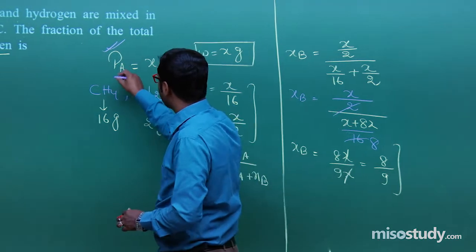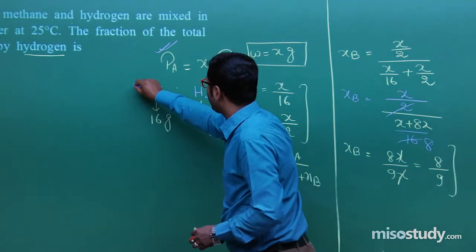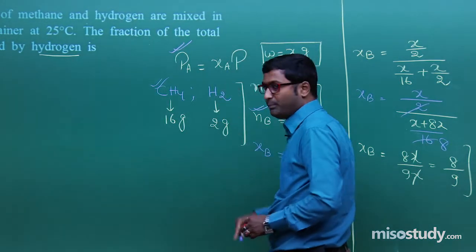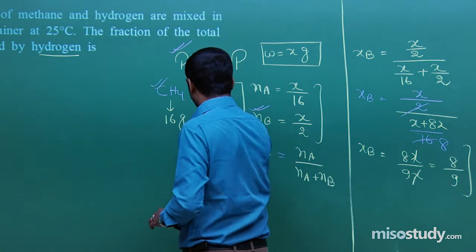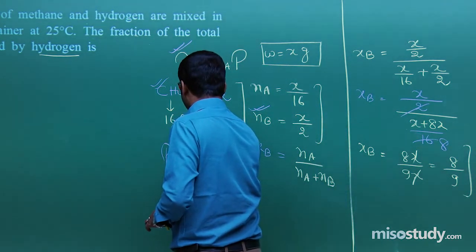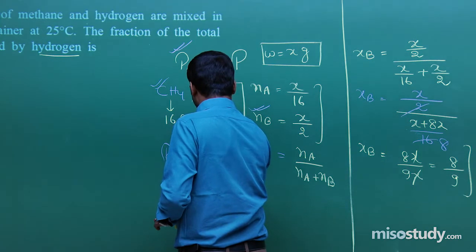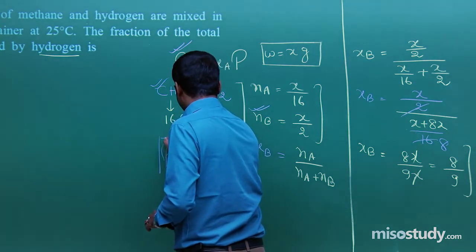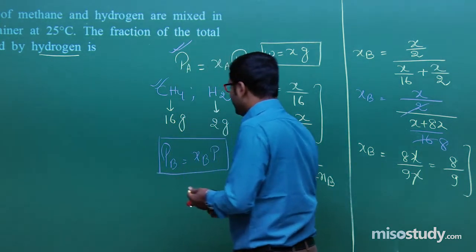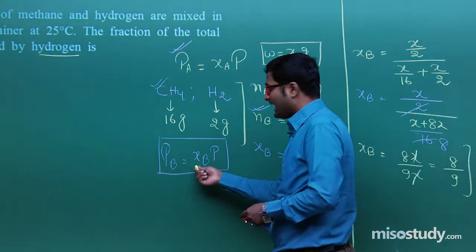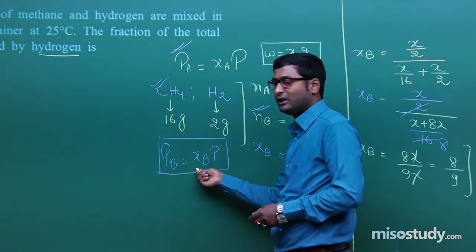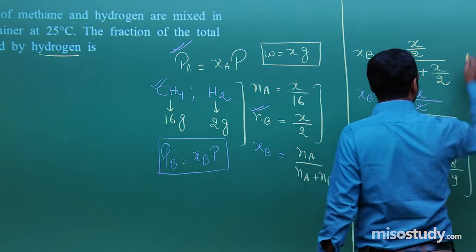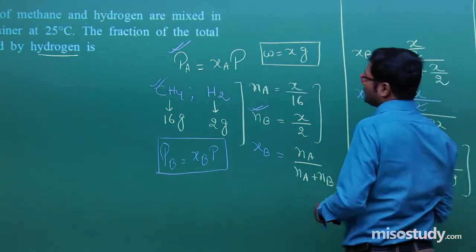For any pressure, if I talk about CH4, that is Pa equal to Xa into P, the total pressure, and for hydrogen, Pb is equal to Xb into P. P is the total pressure and Pb is the partial pressure of hydrogen, and Xb is the mole fraction. Clear to you? Now put this value, we get Xb. Now what will happen according to the question?